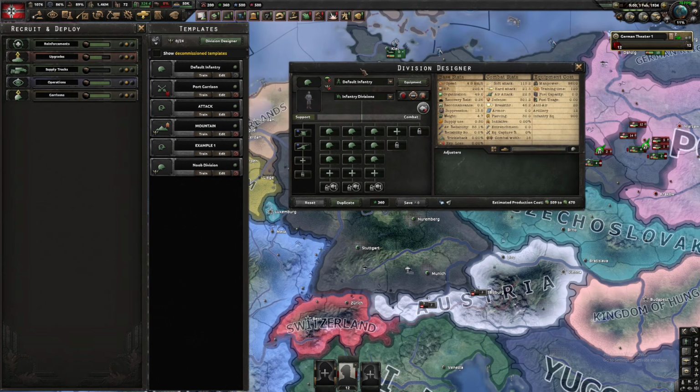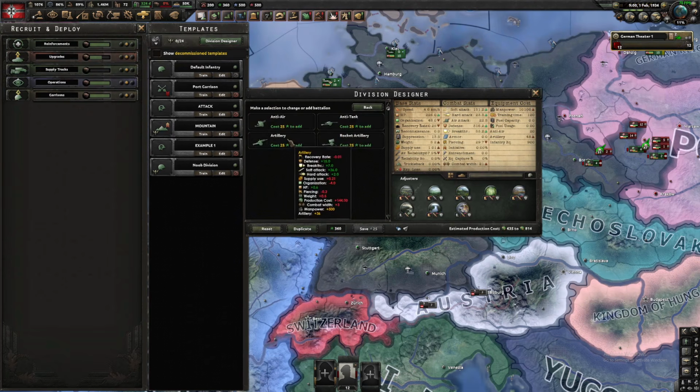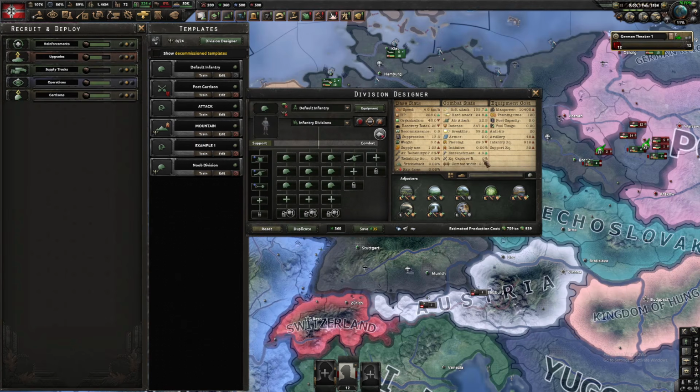The first division is what I like to call a default infantry. This is because it's a very cheap infantry division that has decent soft attack, decent organization, and decent defense. This will work perfectly when you just try to hold the line. You could also be a bit fancy and try using a 9-1 and maybe even adding the engineer company, but then you are increasing the cost of the division by a significant amount.